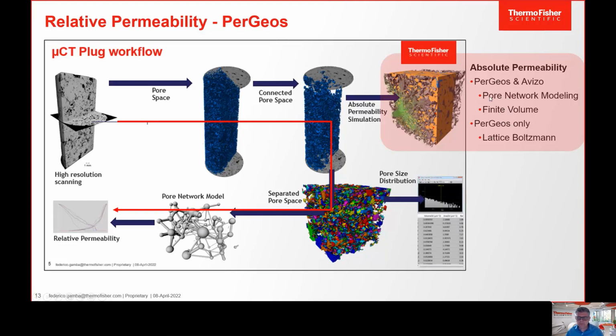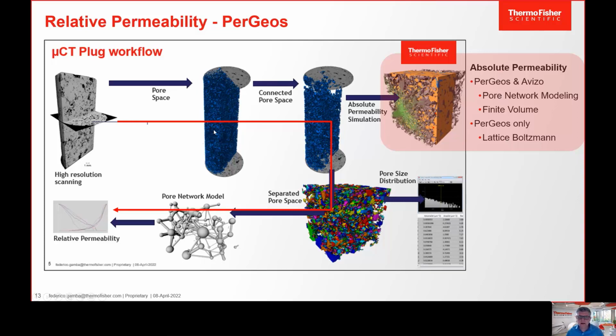There are scientists that don't want to use pore network at all, and others that like it. I'm not a petrophysicist, so I'm not going to tell you which one is better than the other. I'm just a computer scientist. I'm telling you facts. This is different from that, and PerGeos and Avizo have these two methods and this one. They are additional licenses, just to be clear.